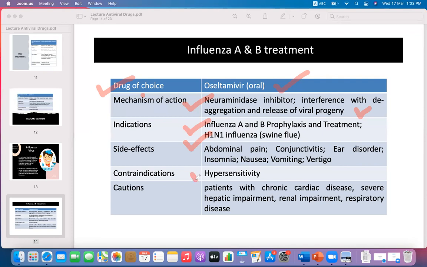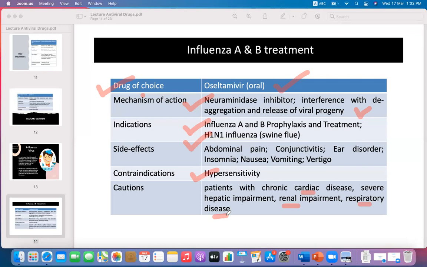Contraindications: documented hypersensitivity to oseltamivir, and cautions: patient with chronic cardiac disease, severe hepatic impairment, renal impairment, and respiratory disease. The drug is used cautiously, as it may progress the cardiac, hepatic, renal, or respiratory problems.